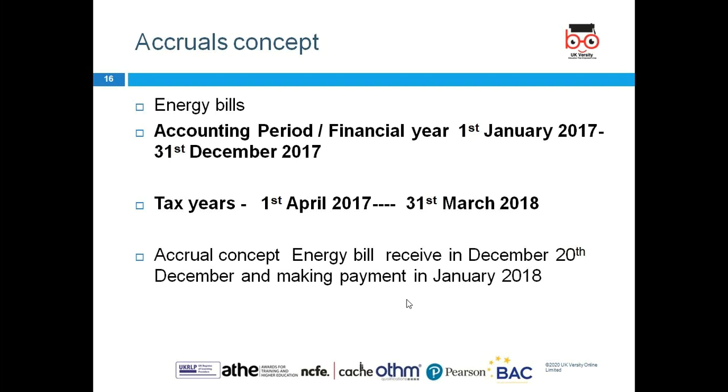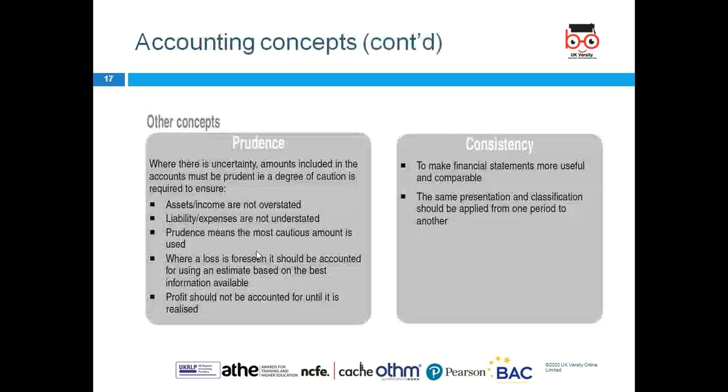The accrual concept: we received the energy bill in December, but we paid it in January. But that bill's period was up to 31st December 2017, so we should record it in that year, even if we make the payment at a later date, because that's the energy we consumed. That's the expense related to the year and should be matched in the year's income and expense.